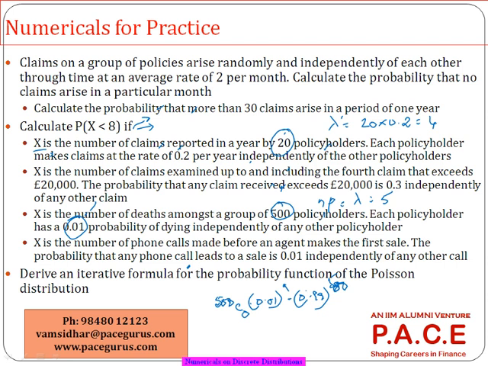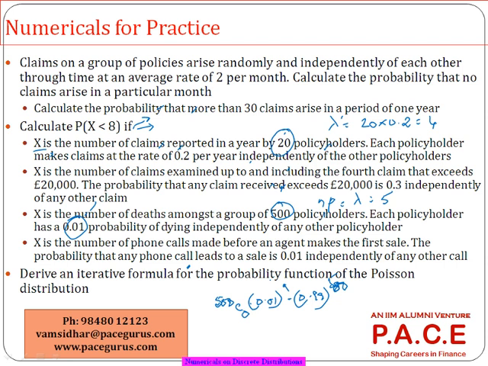Right? Then, X is the number of phone calls made before an agent makes a first sale. First sale. So, it's a geometric distribution. First success. It's not the number of trials up to the first success. It is talking about the number of failures before the first success.